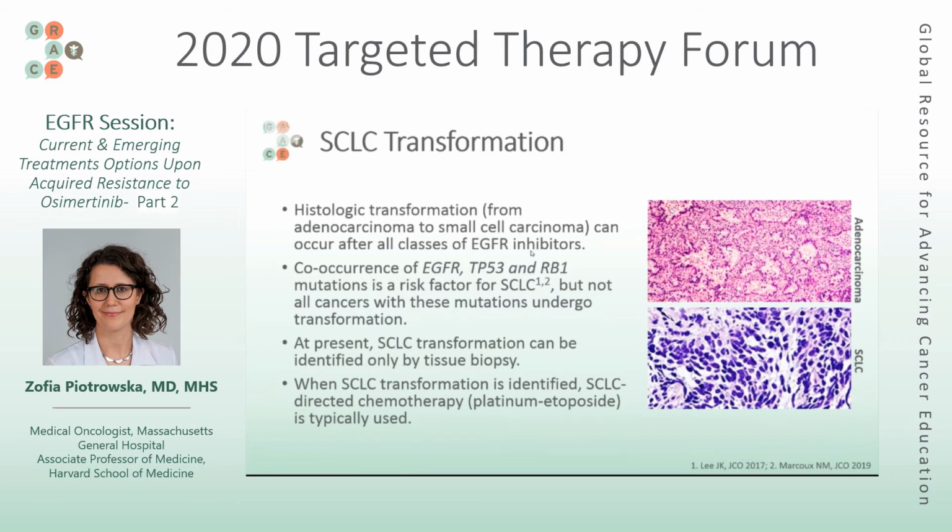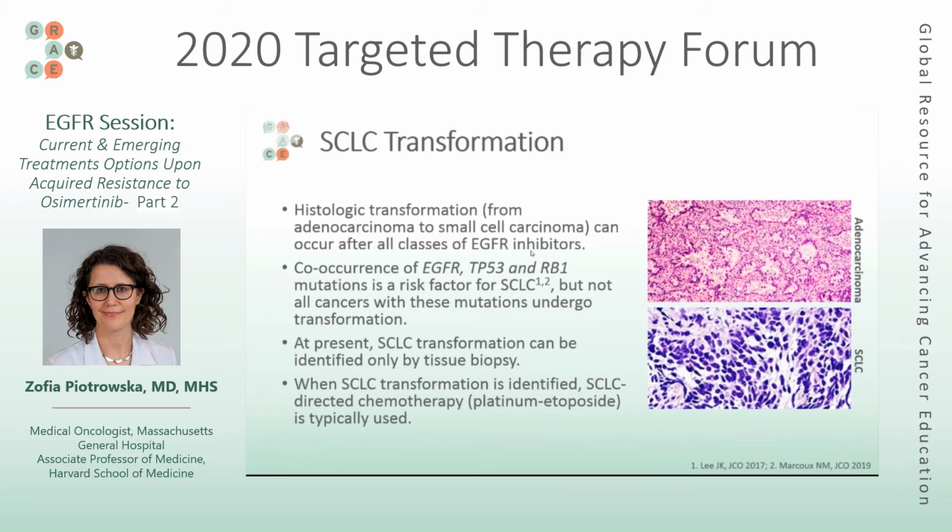I think at present for patients who have those mutations, I watch them closely, and I certainly think about a biopsy when they do progress. But I don't change my treatment practice based on these mutations right now. As I alluded to, small cell transformations at present can only be identified by tissue biopsy, but when we do identify them, they can respond very well to small cell directed chemotherapy.